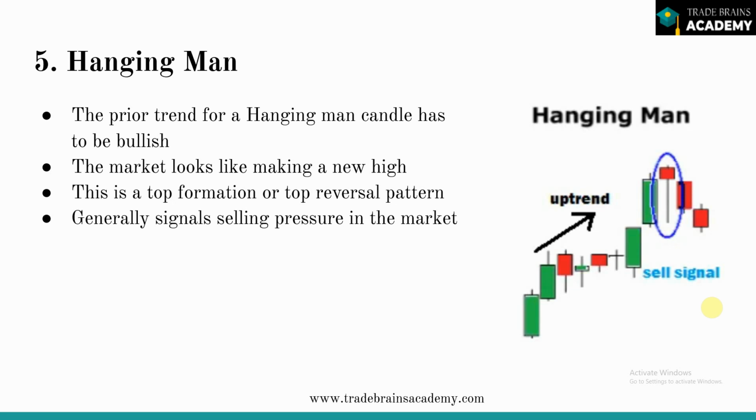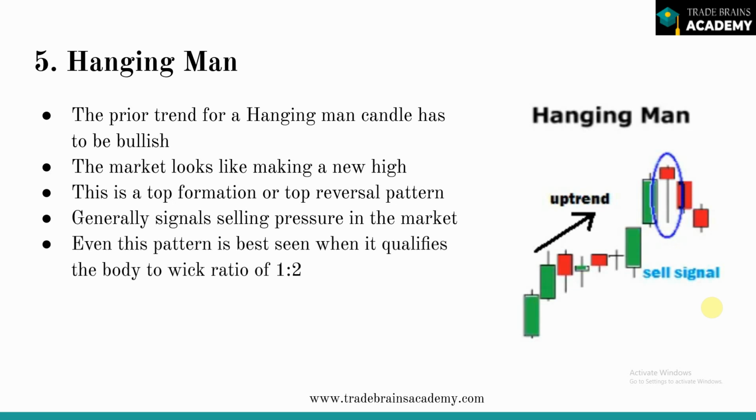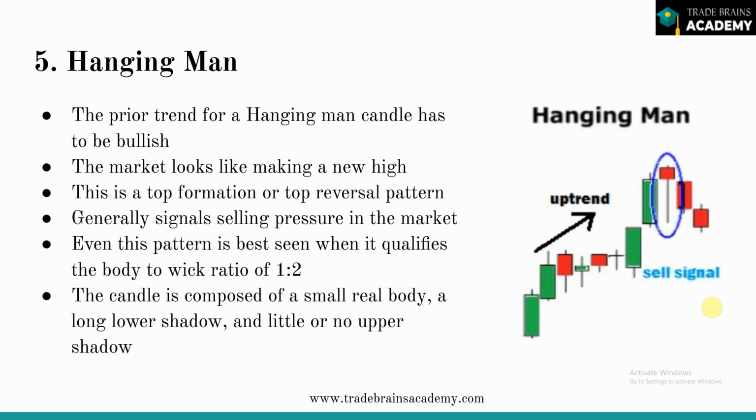It generally signals selling pressure in the market, and this pattern is fulfilled when the body to wick ratio of 1:2 is met. That is, the size of the body is one part and the size of the shadow or the wick is two parts of the candle. The candle here is composed of a very small body. Because of the ratio being a factor, the body of the candle will always be comparatively much smaller than the shadow of the candle.